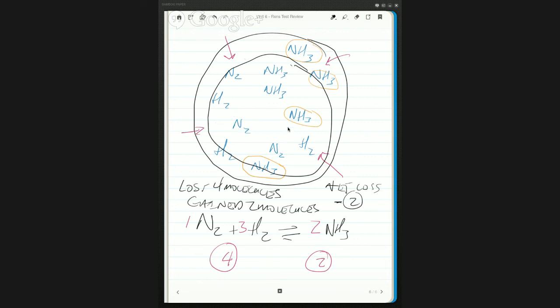Okay, if we did another one, let's see if I have this. So I've got to get rid of 3 more H2s, 1, 2, 3, and 1 more N2. And so then I put NH3, NH3. I've gotten rid of 4 and I subtracted 2 more. Okay, and now they can fit into the space.